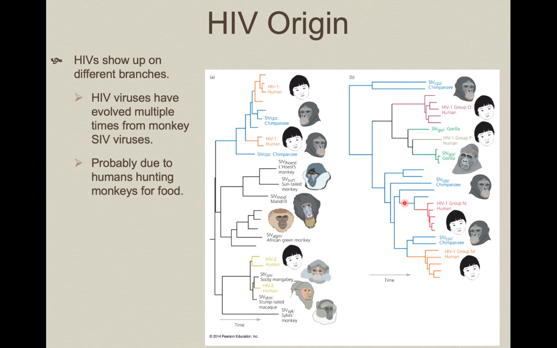So how did these get into human populations from SIV viruses in other monkeys? The most likely scenario is associated with humans hunting monkeys for food.